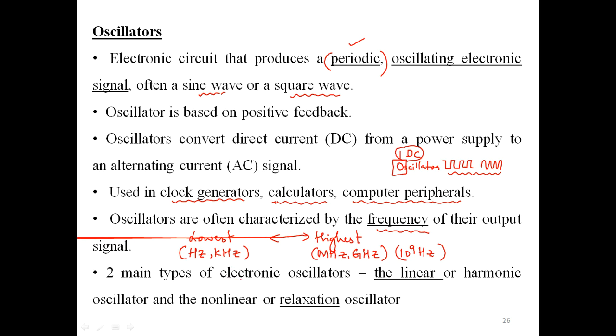Then we can also differentiate the electronic oscillators into two types mainly. The first one being linear or harmonic oscillator, and the second one a non-linear or relaxation oscillator. Conceptually a linear or harmonic oscillator is simple. A non-linear relaxation oscillator is slightly complicated because the oscillations itself are non-linear. For your syllabus, we'll try to focus on the linear or harmonic oscillator mainly. Maybe in your next semester, once you take up the course on linear integrated circuits, you'll be learning more about non-linear and relaxation oscillators.